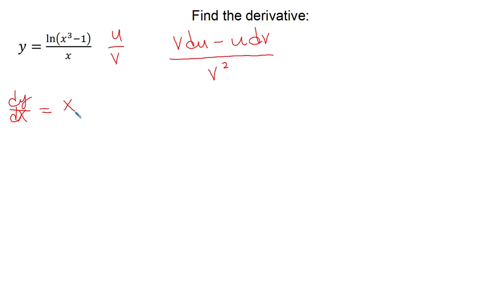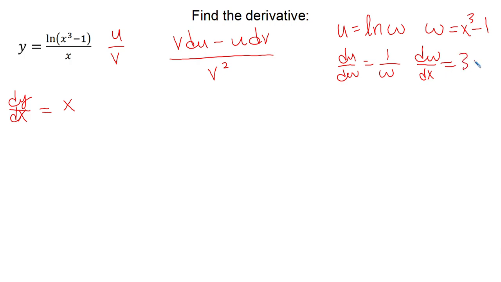Well, to find du, we have to think about u as the natural log of some function. We'll call it w, where w is x cubed minus 1. So to find the derivative of u, to put into our quotient rule, we need to do du dw, which is 1 over w, and we need to do dw dx, which is 3x squared. So we end up with a 3x squared over x cubed minus 1, and so that's our v du.